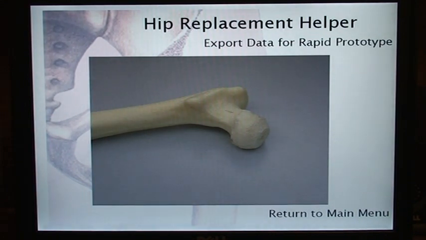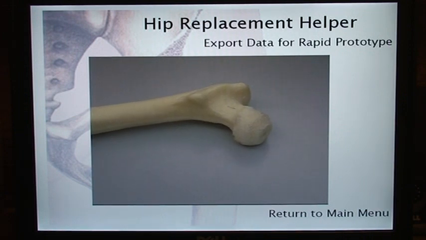The next function from the main menu would be the Export Data for Rapid Prototyping function. When this function is selected, the following information will be conveyed. When the Export Data for Rapid Prototyping function is selected from the main menu, the data will be converted into a .stl file, which is a stereolithography CAD file.